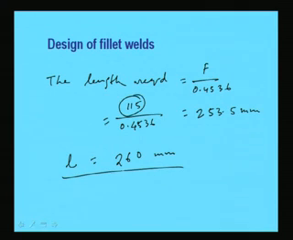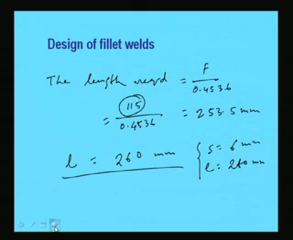So, in this way we can design the fillet weld. That means, what is the design parameter we are getting? That the size of the fillet weld would be 6 mm and the length will be 260 mm. So, with this we have to design. If we design, it will look like this.